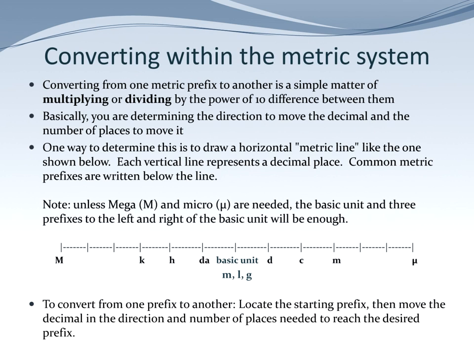The basic metric unit is in the middle of the line. Prefixes that are powers of 10 larger than the basic unit are to the left, and prefixes that are powers of 10 smaller than the basic unit are to the right. To determine the direction and number of decimal places to move, first locate the starting prefix, then the one that you desire. To make the conversion, move the decimal in the same direction and same number of places to reach the desired unit. For example, to convert from milli to kilo, you would divide by 1,000,000. This is equivalent to moving the decimal 6 places to the left.